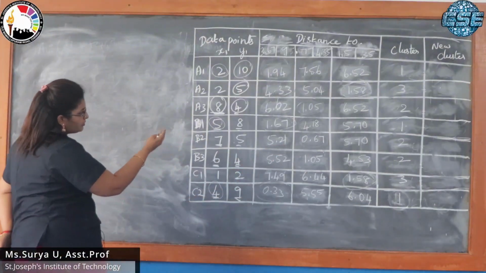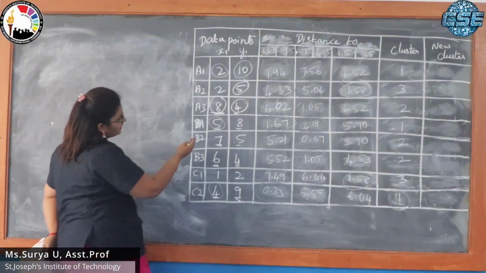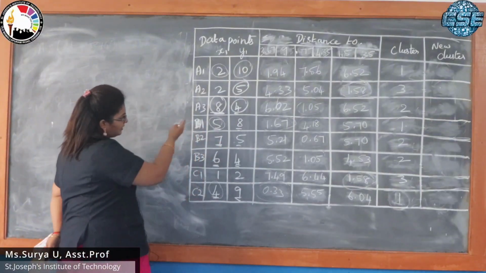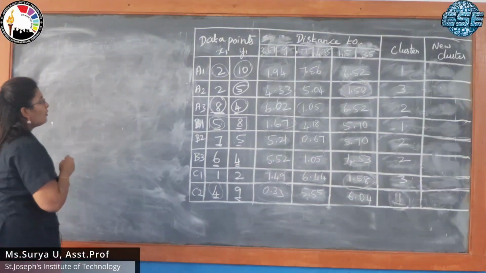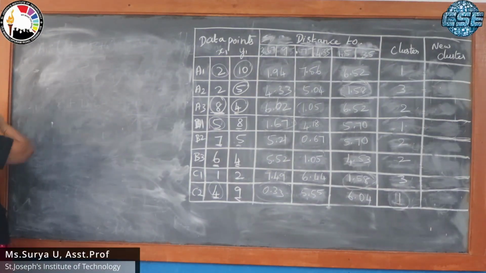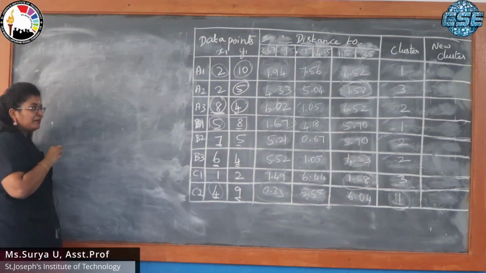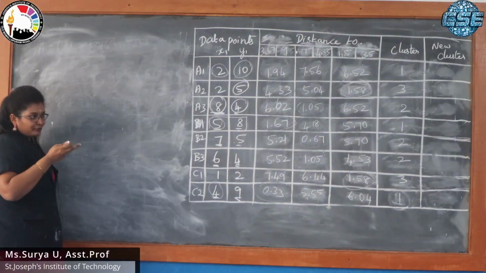If you want, I'll do it with the different data points. For example, let me do it with these points. Okay, for these points I'll do it. So what you have to do? How do you find the centroid value? Do you all remember? Because at the start of the video I told you.